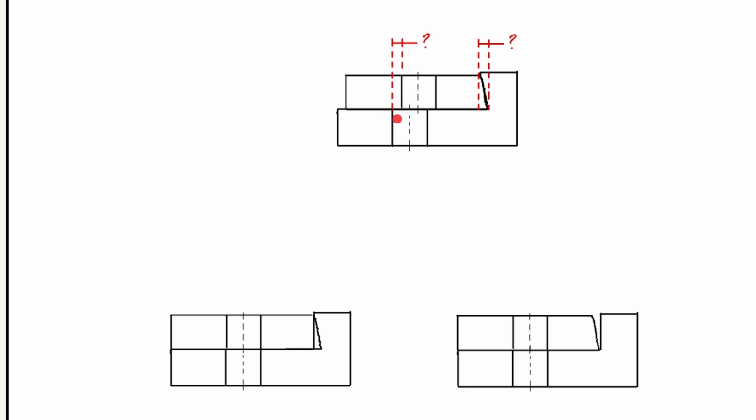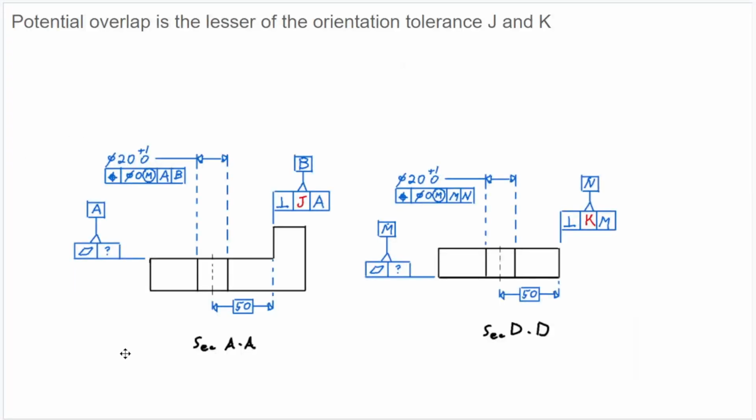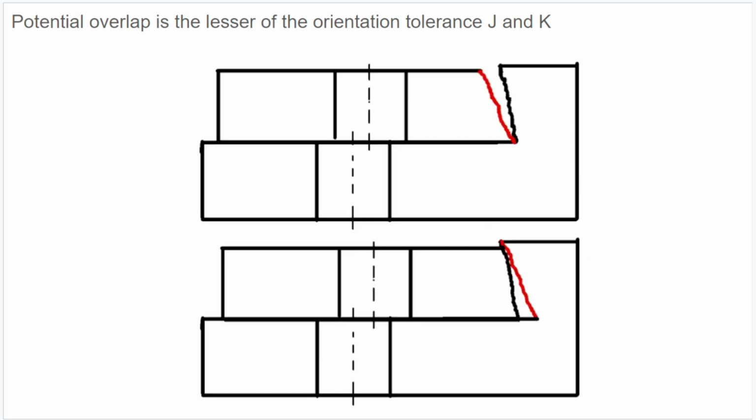And the math is easy on this, kind of similar to the last example I went over. It is the same as the overlap over here. And well, what is the overlap over here? Well, the real overlap is going to be based on the actual measured part, but the potential overlap is the lesser of the orientation tolerances J and K. Kind of similar to the previous example. So if J is larger than K, then the largest potential overlap is K, and vice versa.